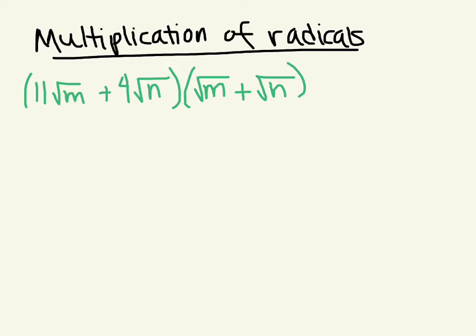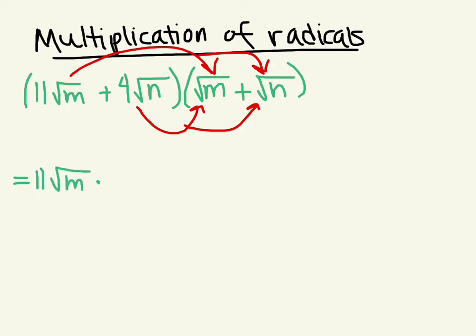FOIL. So we're going to send the 11 root m to the root m and the root n, and then we're going to send the 4 root n to both of those as well. So we need to FOIL, and we're going to get, well, 11 square root m times the square root m.